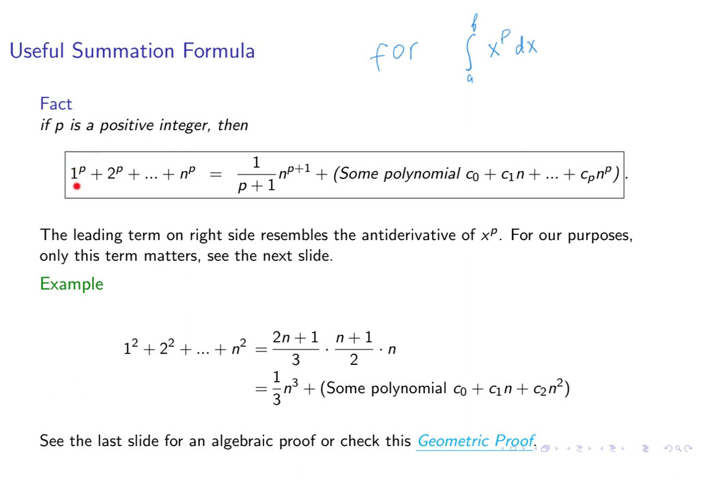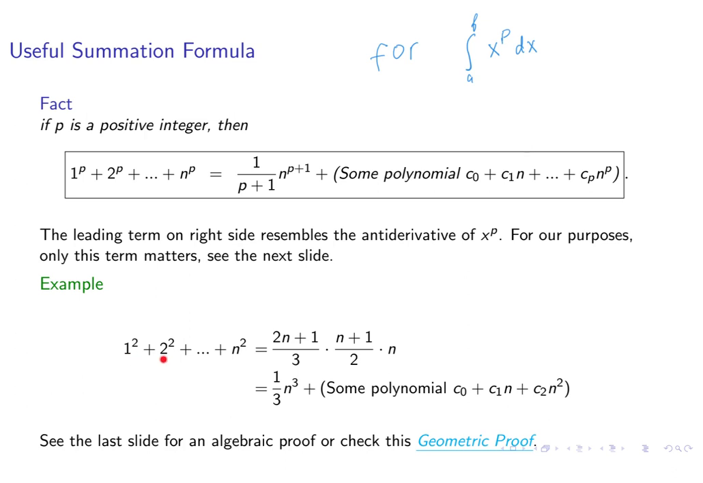This sum can be written as the following polynomial. The leading term will be n raised to the p plus first power divided by p plus 1, plus some polynomial of the form c0 plus c1n plus c2n squared plus so on plus cp n to the p. Now, the exact form of that polynomial is not really important for our purposes of computing integrals. We are really interested in the leading term.